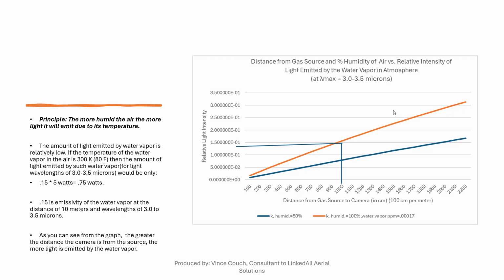The more humid the air, the more light it will emit due to its temperature. So the greater the absorption, the greater the humidity, and the more light it will emit. The water vapor, the denser it is, the more heat it can absorb, and therefore it's going to turn around and emit the heat that it's absorbed.